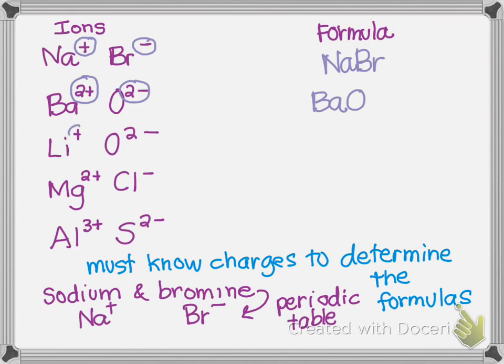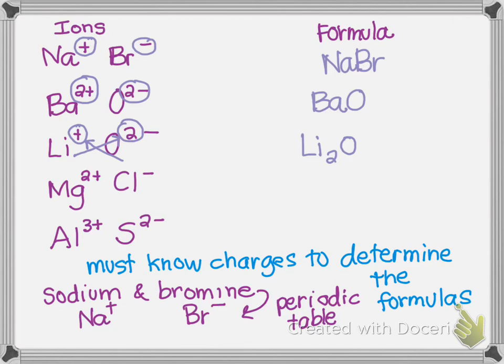Okay, now in this example, I have different charges. So when you have different charges, you can use the crossover. So for lithium, I would look at the charge on oxygen, and since the number there is a 2, I need 2 lithiums. For oxygen, to figure out how many I need, I look at the number on lithium, which is a 1, and I just need 1 oxygen. So I'm able to look at the opposite charge to help me figure out how many of each ion I need to make my formula.